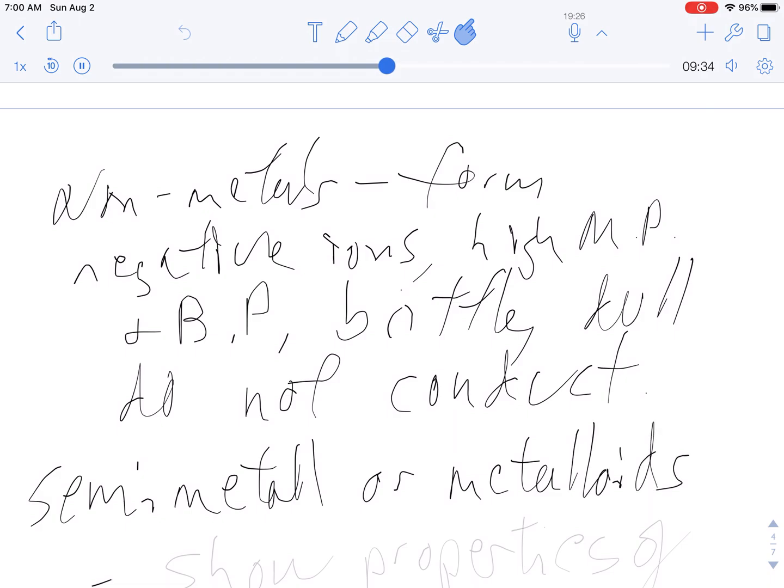They show properties of both. So they're kind of in between. Okay?